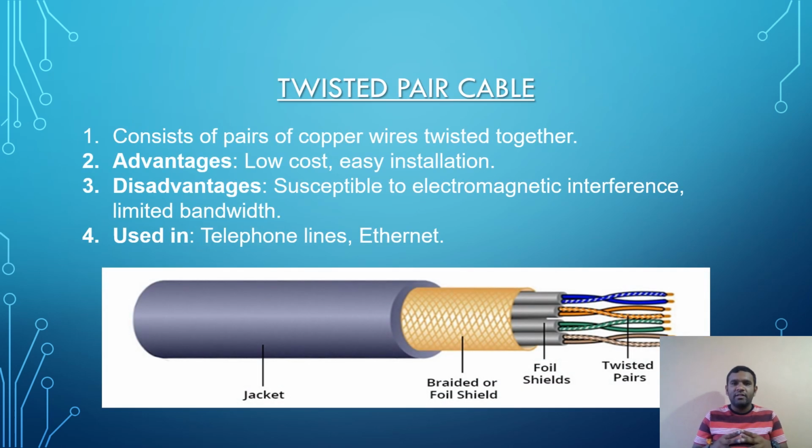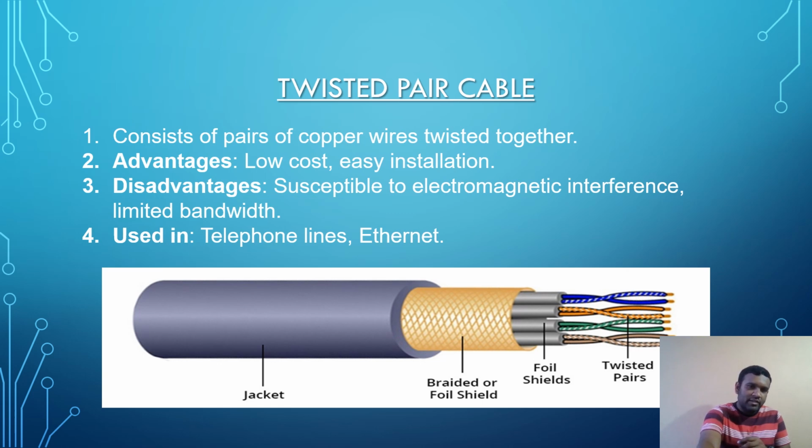Now let us look at the three types which we saw in the previous slide: twisted pair cable, coaxial cable, and optical fiber. First, the twisted pair cable. This consists of pairs of copper wires twisted together. As we can see, if I point it out with a laser here, the twisted pairs are a cluster of two wires twisted in a spiral and kept together.